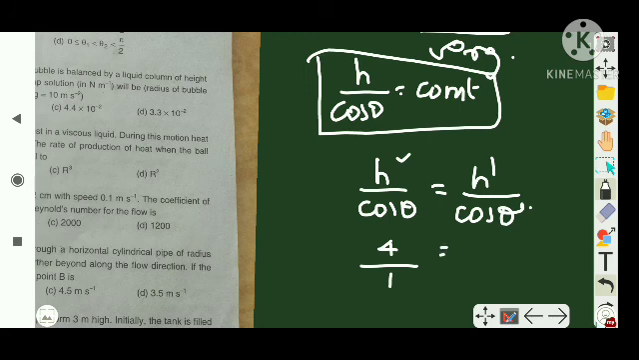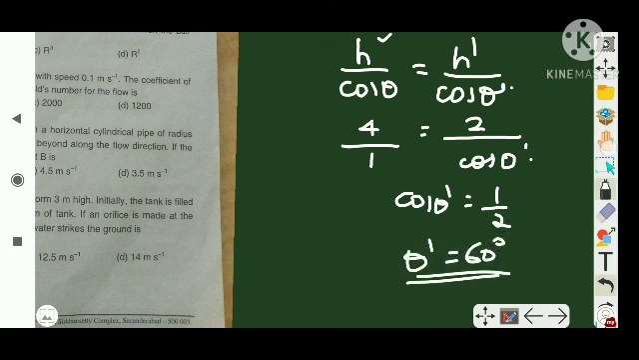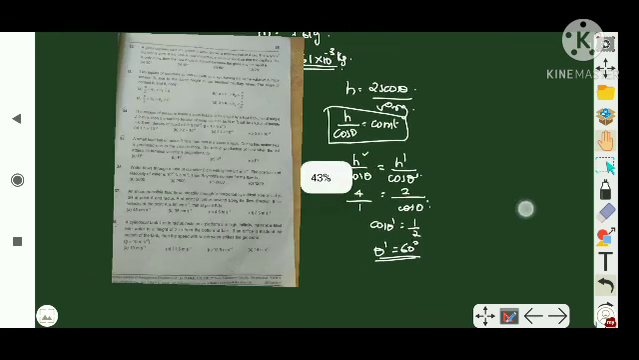Now h dash, that is the new level, is 2. Cos theta dash I don't know, so find the value of cos theta dash. You will get cos theta dash is equal to 1 by 2. That means theta dash is 60 degrees. Simple question. So you have to learn the capillary rise section.